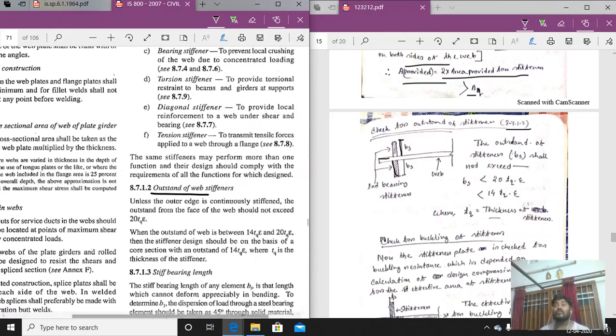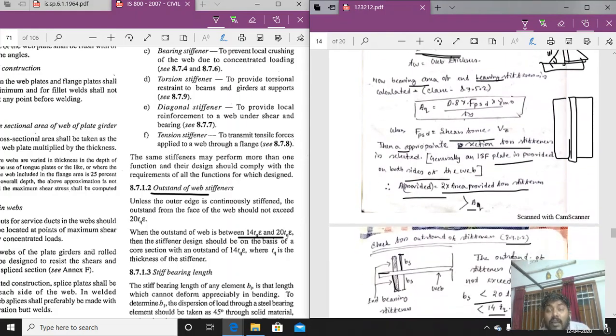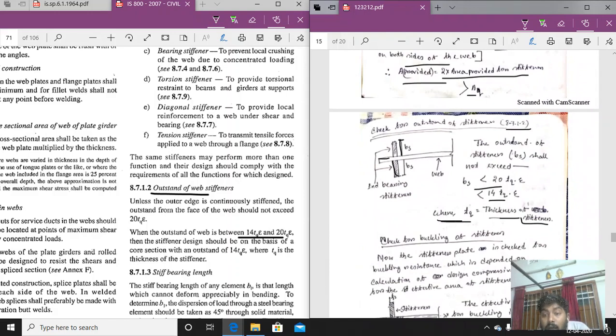This is the outstand of the web stiffener. It may be transverse, it may be web, it may be bearing. The outstand of the web stiffeners should be less than 14 tq and less than 20 tq into epsilon. What is the value of tq? The thickness of the stiffener. We have determined the thickness of the stiffener here, and depending on that, the outstand of the stiffener is determined. Very important part, we have to check for that also.